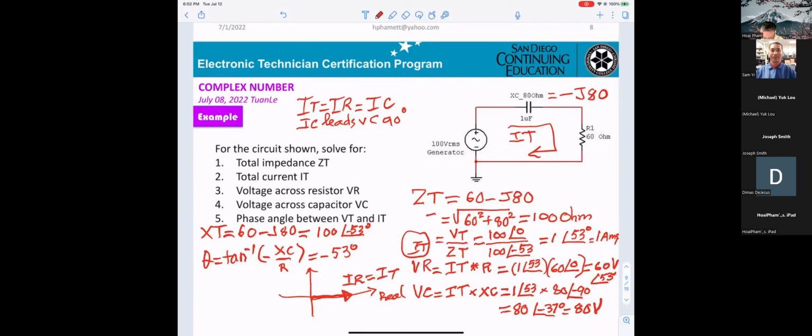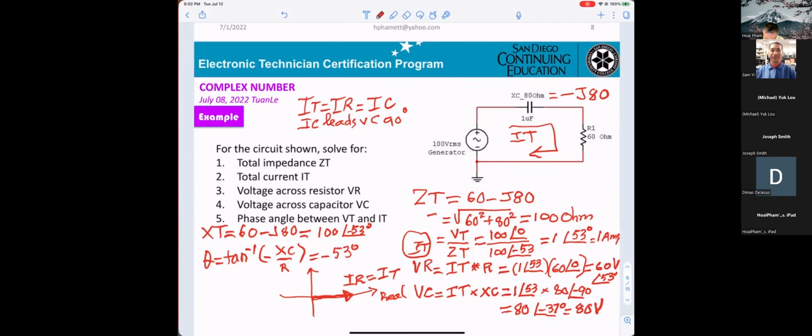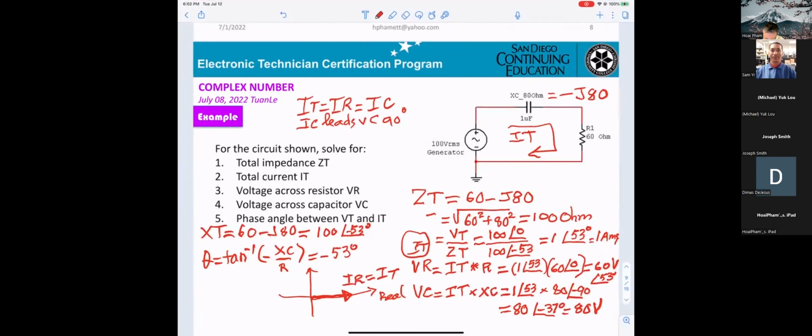Okay. And that will be telling you IR is leading VC by 90 degrees, correct? Or I can say IT leads VC by 90 degrees.